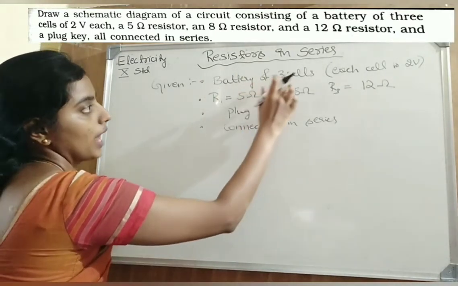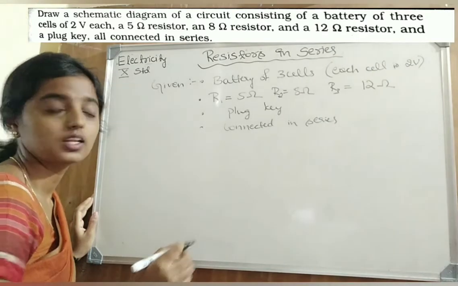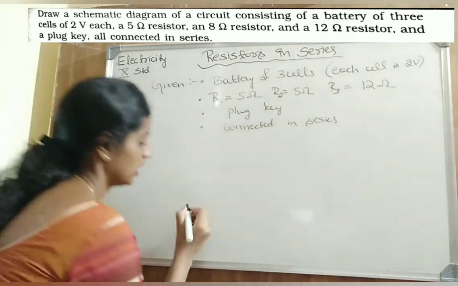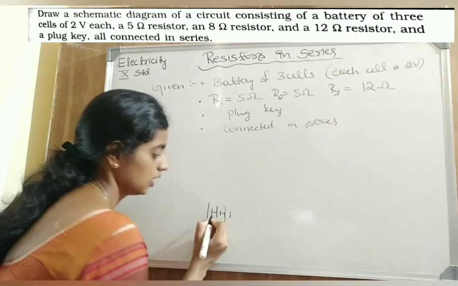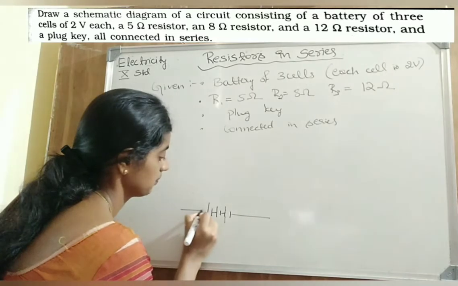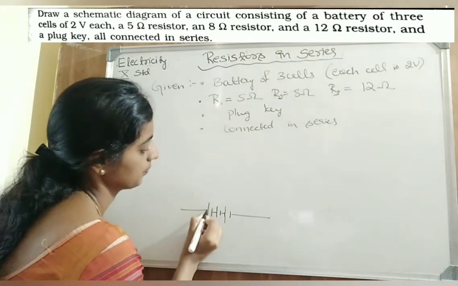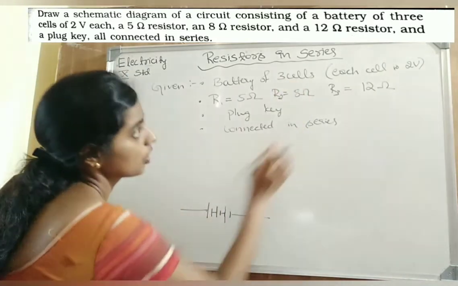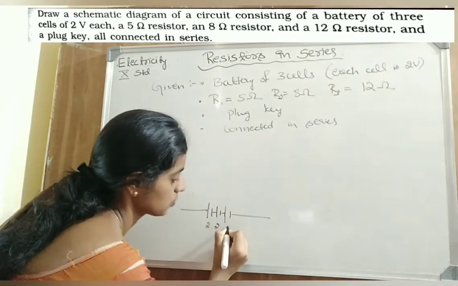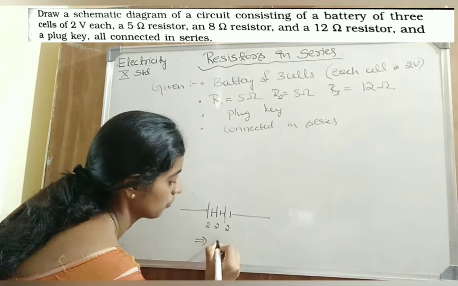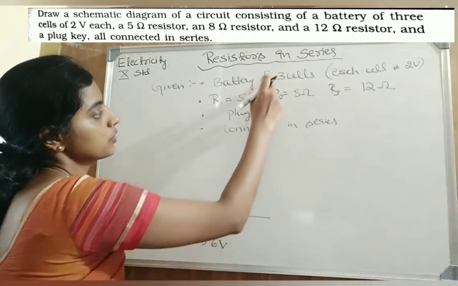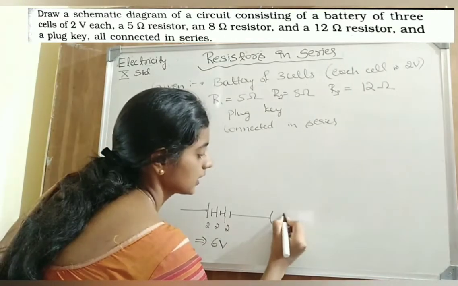First we will solve the battery of 3 cells. What is cell? What is battery? Battery is nothing but a combination of cells, right? Let it be first cell, second cell, and third cell. So what are they given? 3 cells. Each cell is 2 volt. So this one is 2 volt, this one is 2 volt, and this one is 2 volt. Overall, what we got? 6 volt. 2 into 2 into 2, and which is connected to the plug key.